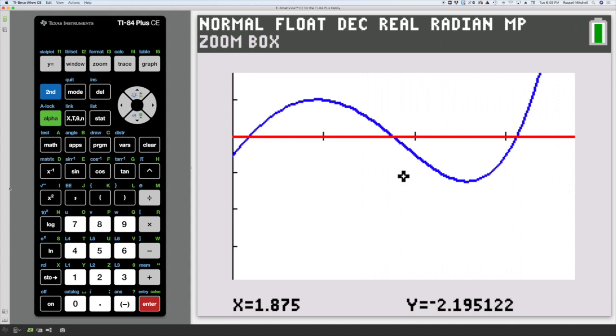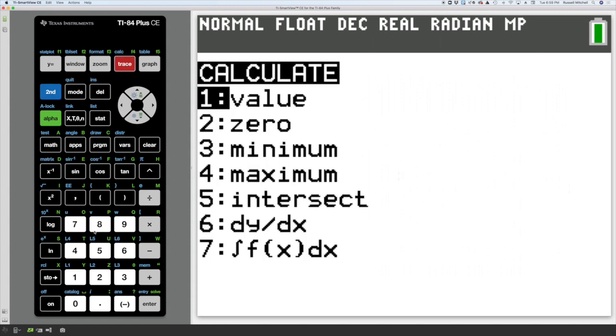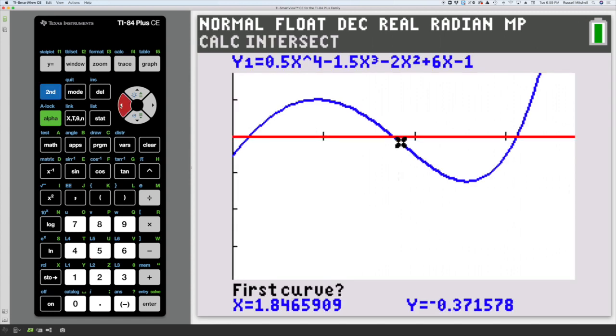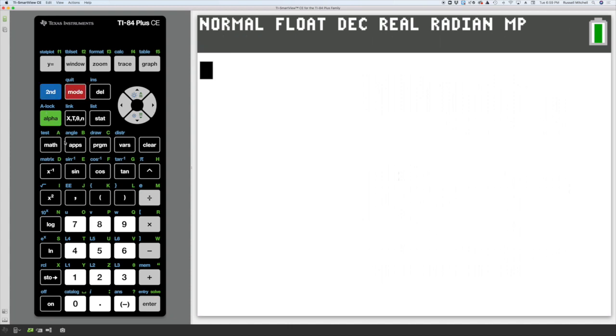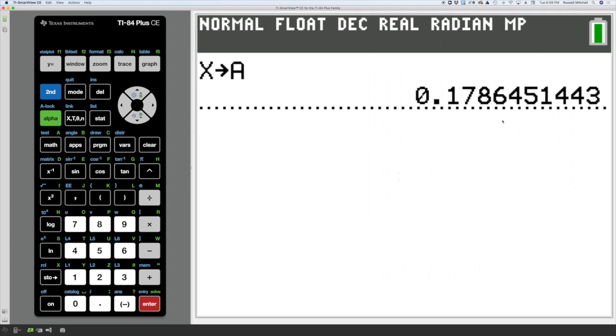All right. Okay, so we want to find this one right here. So second, calc, 5 for intersect. And let's just get close to that one, and press enter again. And I guess we're near it. Okay, so that's it right there: 0.179. Okay, so we want to store this. I'm going to go second, quit. On our home screen, we're going to type x, store, alpha a. Okay, so we have it stored now, right?